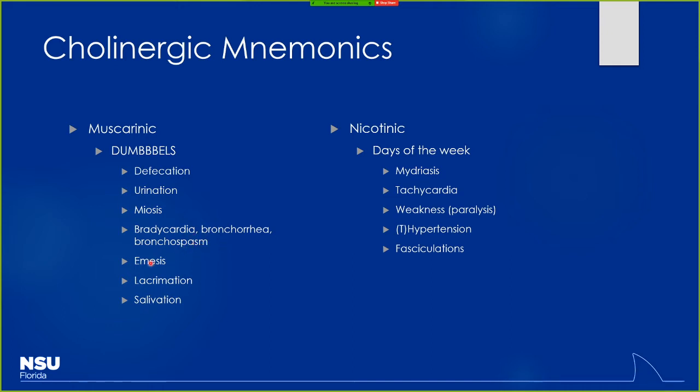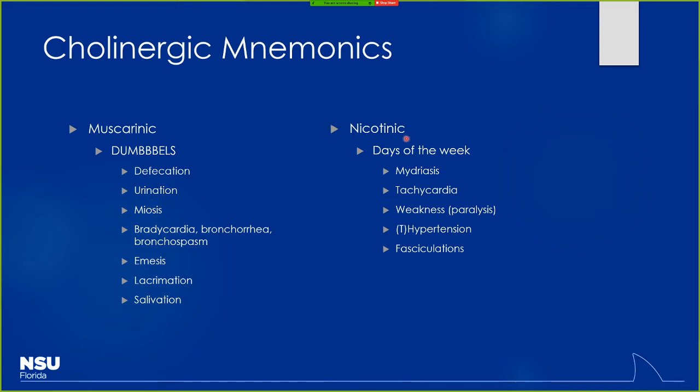heart. You're also going to see emesis, so they'll typically be vomiting as a result of increased GI activity, lacrimation, and then salivation. Okay, so those are the dumbbells for the cholinergic, more specifically the muscarinic effects, right? So these are muscarinic receptor effects specifically.